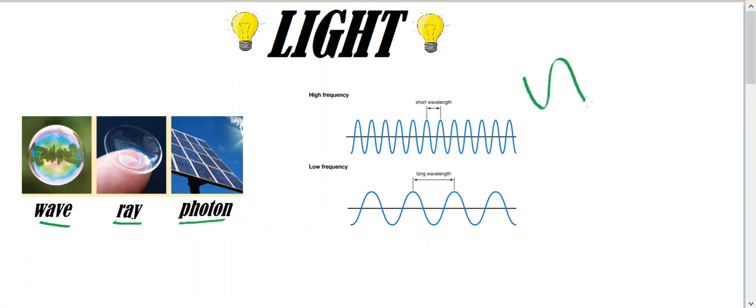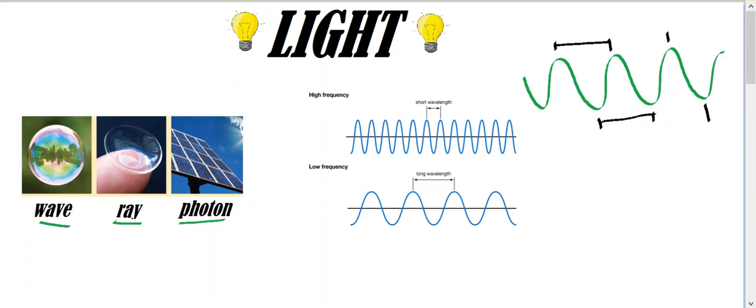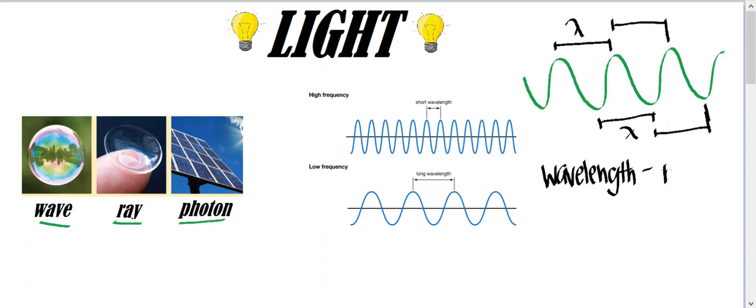So when we have a wave, we have crests, which are these tops, and we have troughs, which are the bottoms of the waves. To measure the wavelength, we go from crest to crest or from trough to trough. Okay, so these are our wavelengths. Doesn't matter if you do crest to crest or trough to trough, just stay consistent in your measuring. So wavelength is measured in nanometers and is denoted by the lambda symbol.